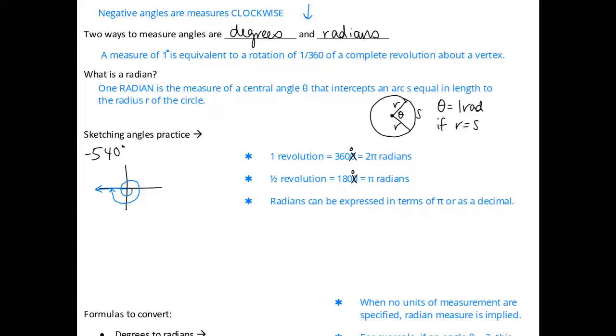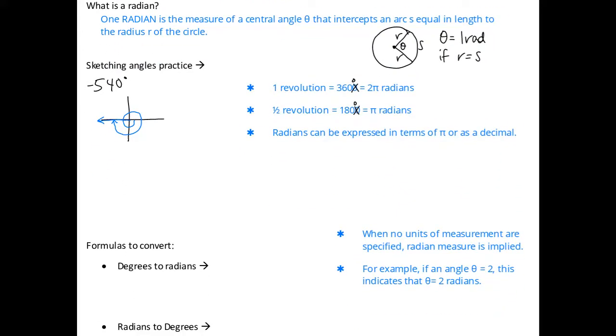Let's take a look at an example in radians. So again, we'll sketch out our xy axis, and this time I would like you to pause the video and try plotting 2 pi over 3 radians. So go ahead.